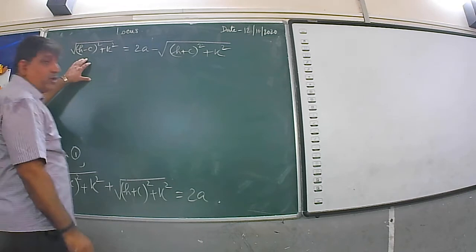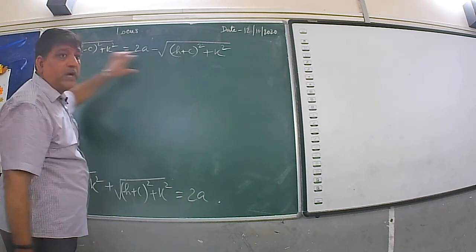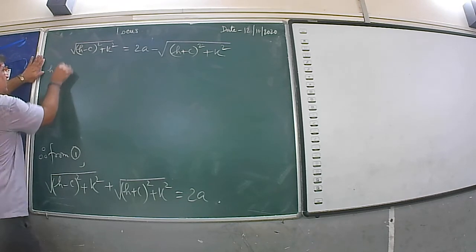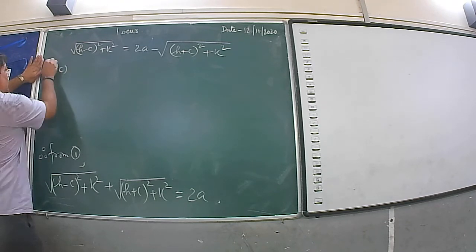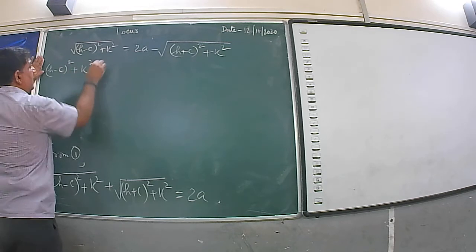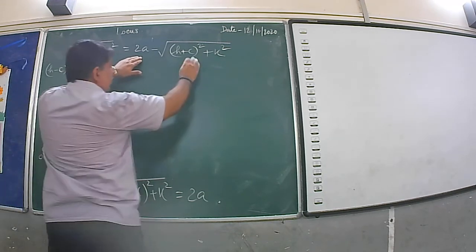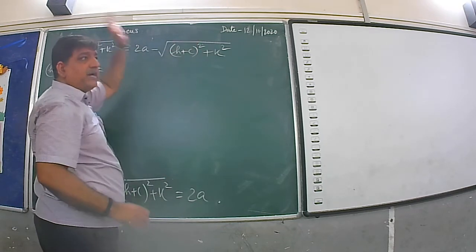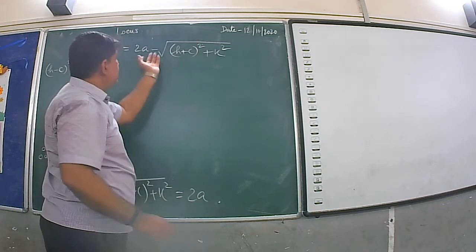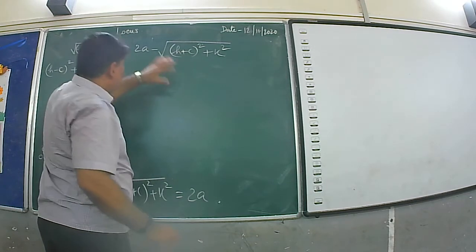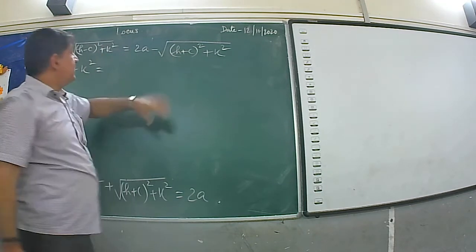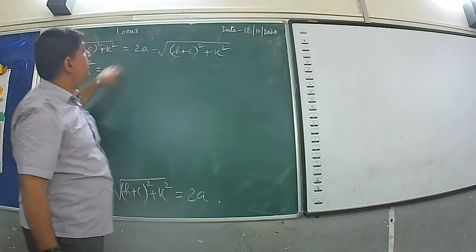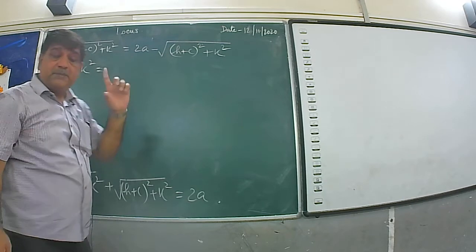Now, squaring both sides, what will you get? If you square this, you will get (h minus c) whole square plus k square is equal to, this one is of the form (a minus b) whole square. So this should be a square plus b square minus 2ab. This result you have to apply here. A common mistake done by boys is that whenever they try to square this, they simply write (2a) whole square and then minus this whole square. That is a mistake. Remember it.